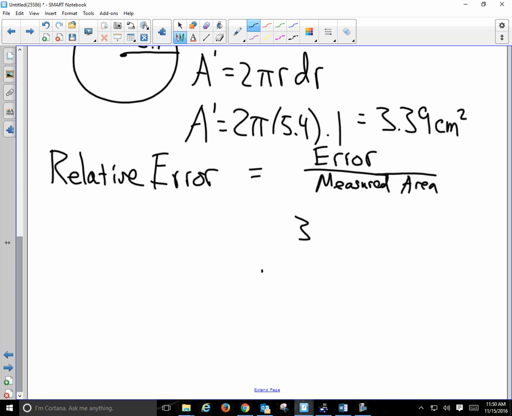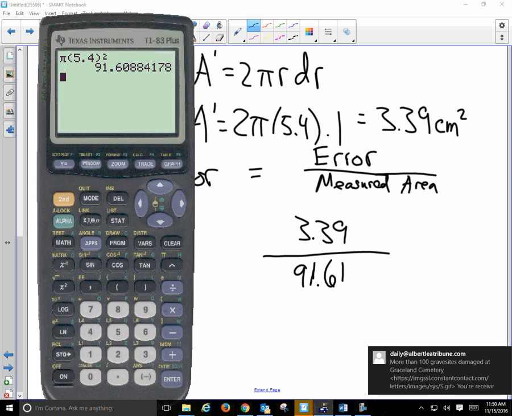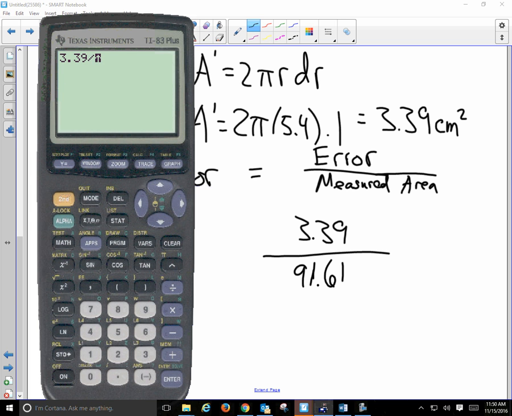So our error is 3.39. Our measured area would be pi r squared. So pi times 5.4 squared. We get 91.61. So I take 3.39 and divide it by that, and I get 0.037, or 3.7% error.